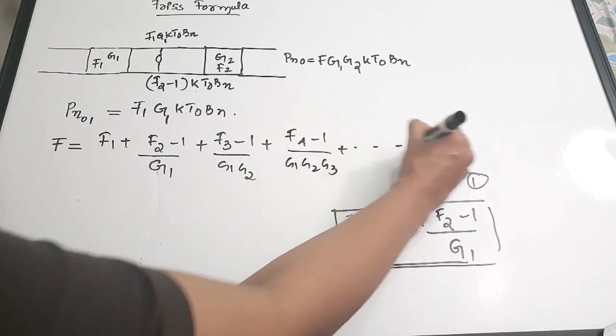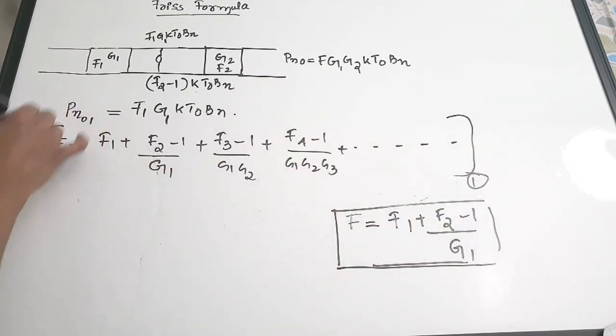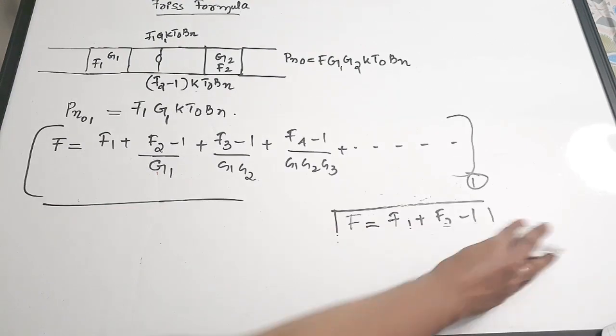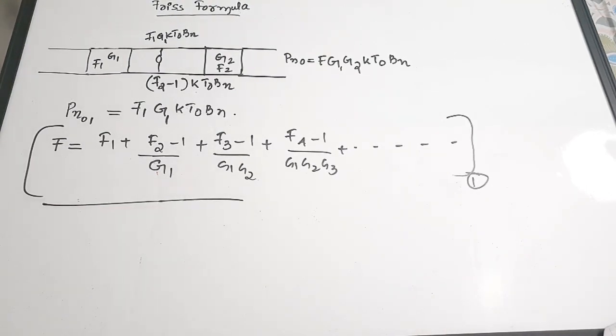So likewise it will go on. So this is the equation for the total noise factor of a cascaded connection, and this equation is very important. Especially if you are preparing for some GATE examinations or some quantitative examination, this equation you should study. You don't need to study the derivation or how it is coming, but you should study at least this equation. Sometimes they will be asking for the noise factor, sometimes it can be noise figure also.